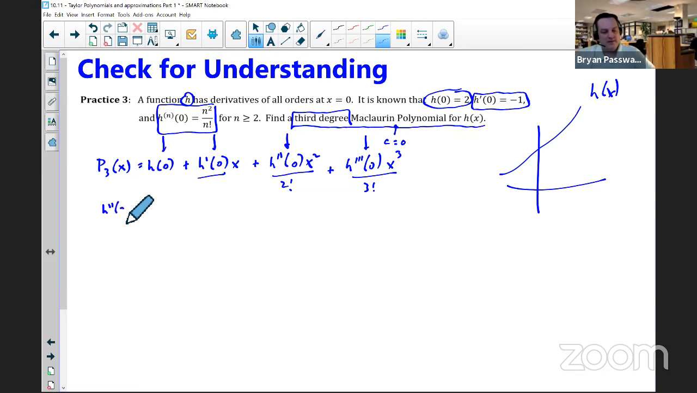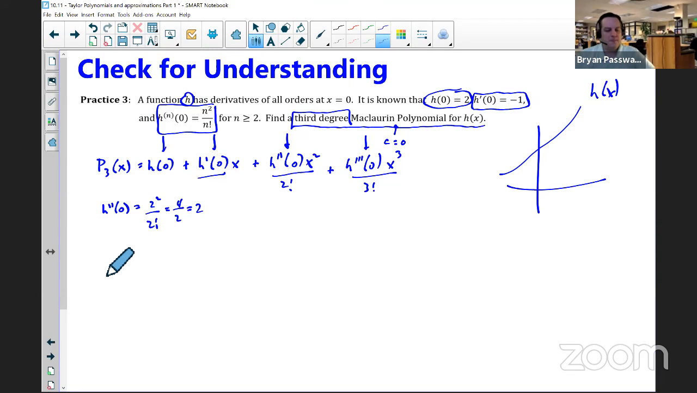So if I want to find the second derivative at 0, it's going to be 2 squared over 2 factorial, right? I'm plugging in 2 for n for the second derivative, which is going to give me 4 over 2, which is 2. So h double prime of 0 is 2.